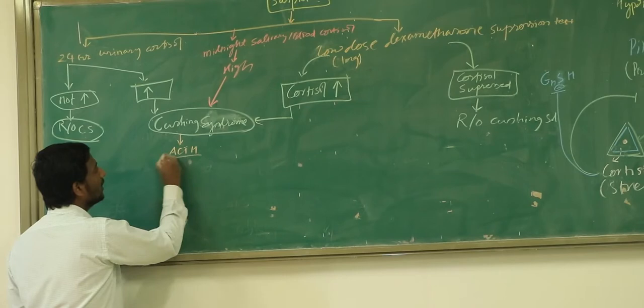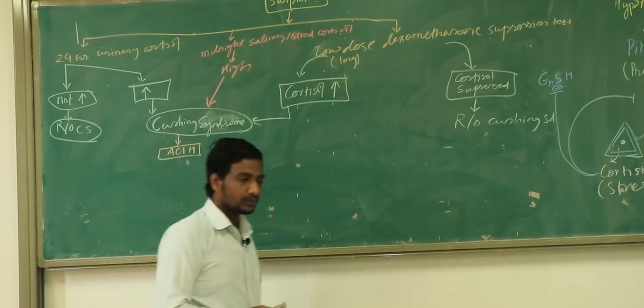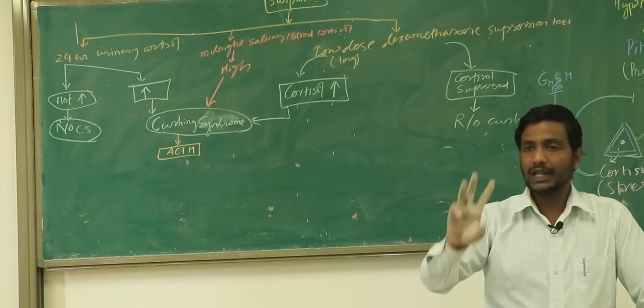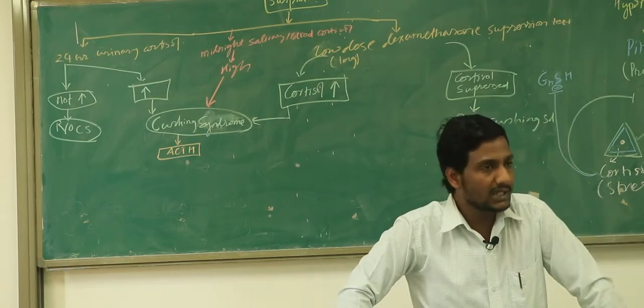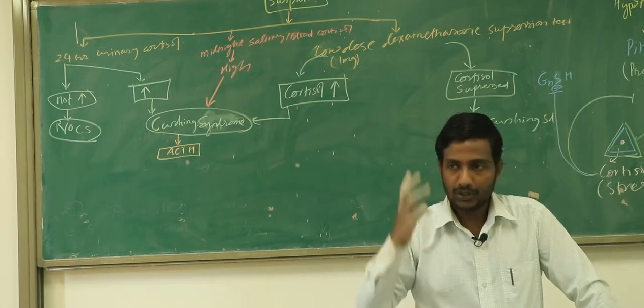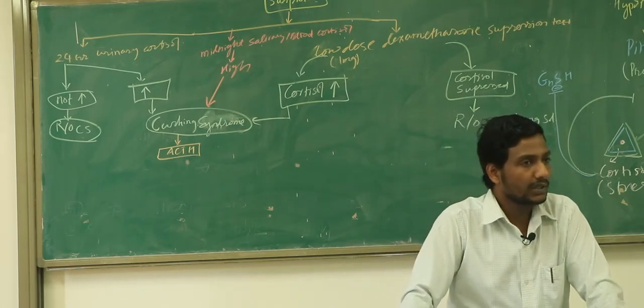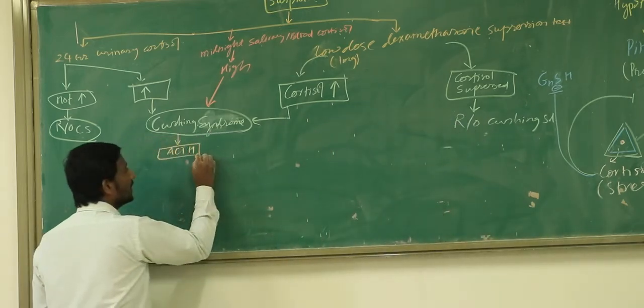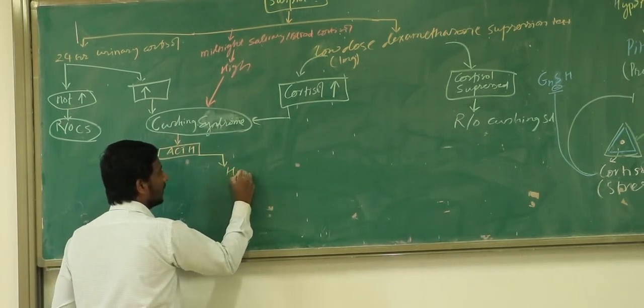So we will look for which one? ACTH. All of you try to understand this thing. Now we are going for the ACTH. All of you tell me the answer. If somebody is having Cushing disease, not the syndrome, disease, it means where is the pathology? Pituitary. So is the ACTH high or low? High.